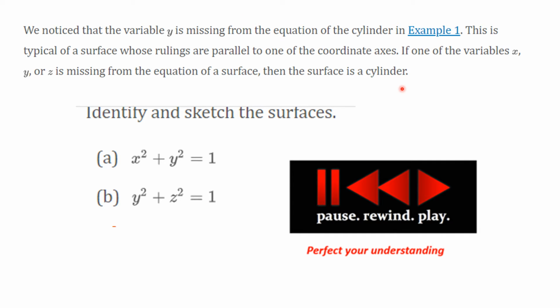Now notice that the variable y was missing, and that's what made it a three-dimensional thing. We knew it was a three-dimensional thing because it was a surface. So that was typical of a surface whose rulings are parallel to the coordinate axes. If one of the variables x, y, or z is missing from the equation of a surface, then the surface is what we call a cylinder. And so here we're supposed to identify and sketch these surfaces. There are two, A and B. You want to pay attention to what's missing. You know what to do. Let's see how you did.